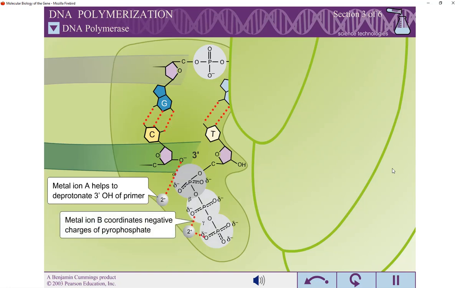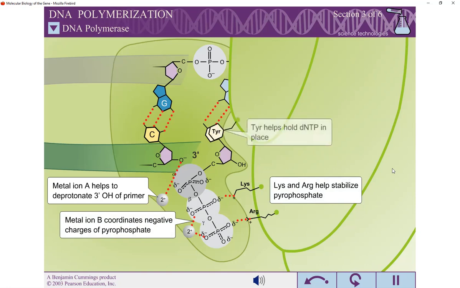Metal ion B coordinates the negative charges of the beta and gamma phosphates of the dNTP and stabilizes the pyrophosphate leaving group. Lysine and arginine residues on the finger domain also help to stabilize the pyrophosphate. And, through stacking interactions, a tyrosine residue attached to the fingers helps to hold the dNTP in place for catalysis.